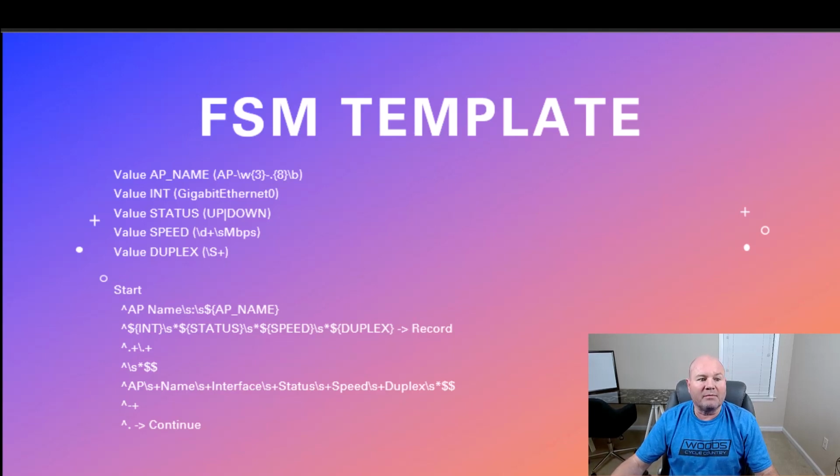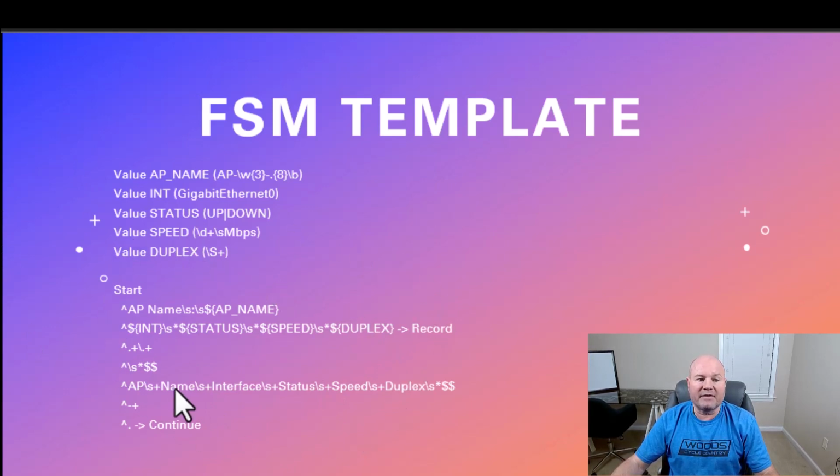We're also going to grab the interface information. This is for a Cisco AP, since of course we're on the 9800, and it's from interface Gigabit Ethernet 0. Then we're going to look at the status. The status has 2 options, either up or down. Then we'll have the value for speed. The speed is going to tell us what it's connected at. And then of course the duplex value that we get from there.